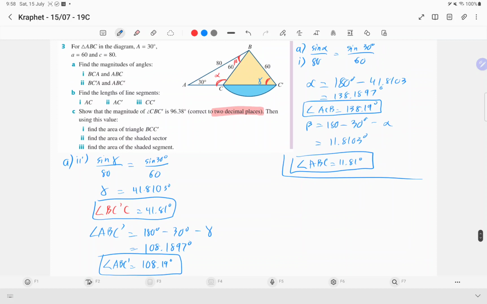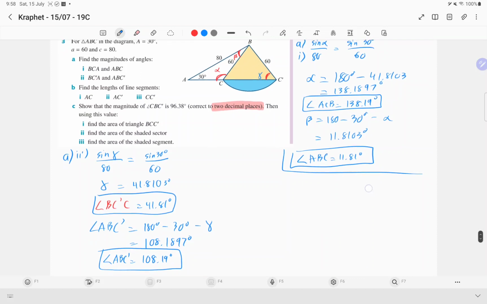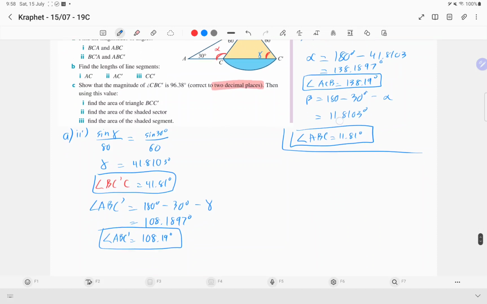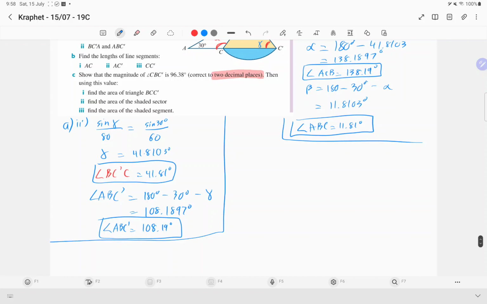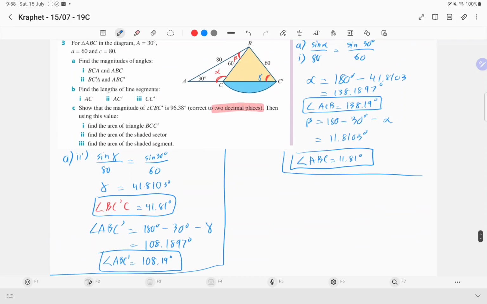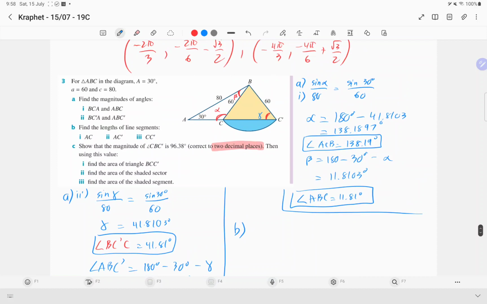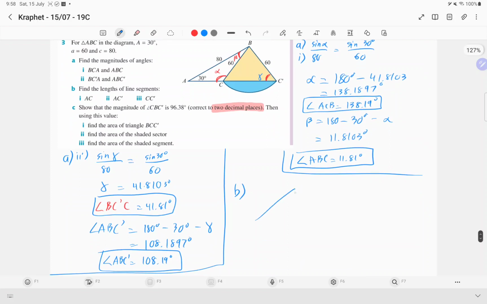B, find the length of the line segments AC, AC dash, and CC dash. Okay, all right. One thing that I told you guys earlier is that when your diagram in a trigonometry question is getting a little bit too complicated, you should redraw it. In this case, I will redraw it. So first for AC, I will redraw that little triangle there, ABC.